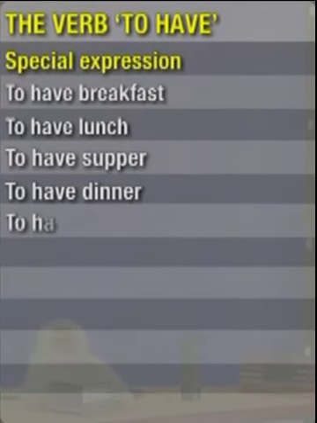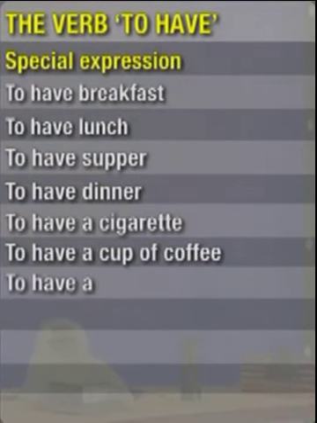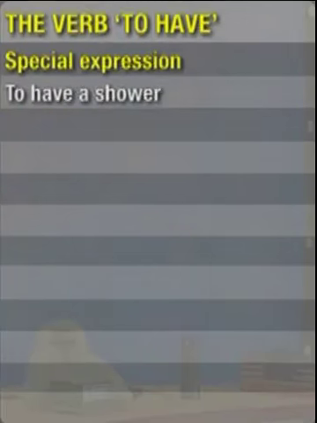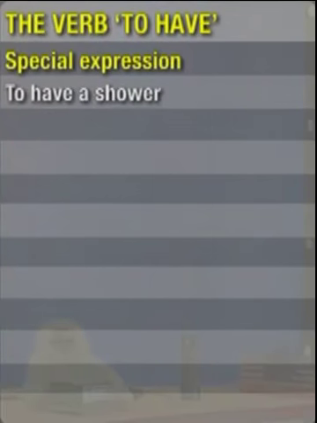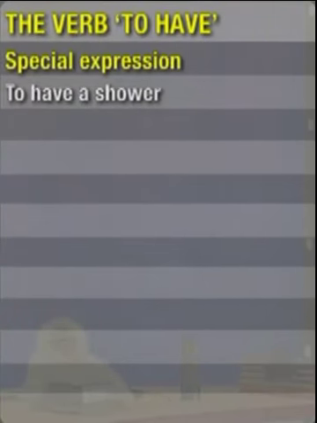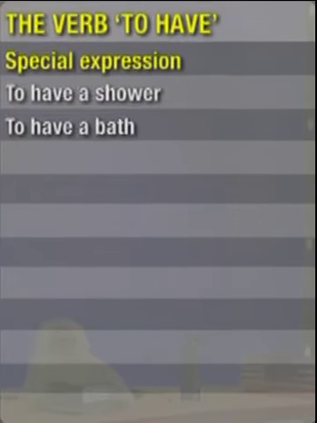Other things, we say to have a cigarette. We say to have a cup of coffee, to have a drink of any sort. We also say to have a shower in the morning, to have a shower. In other languages, they use make a shower or make a bath, for example. But in English, we say to have a shower, to have a bath in the bathroom.